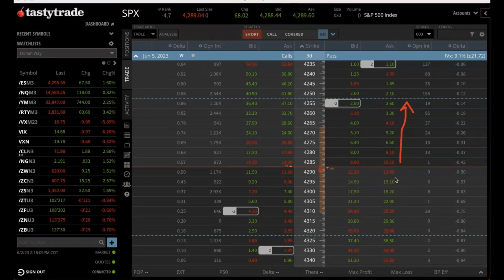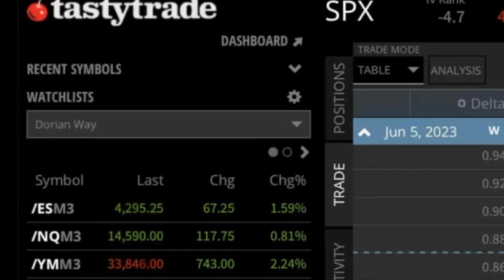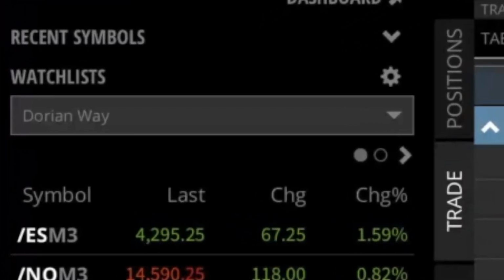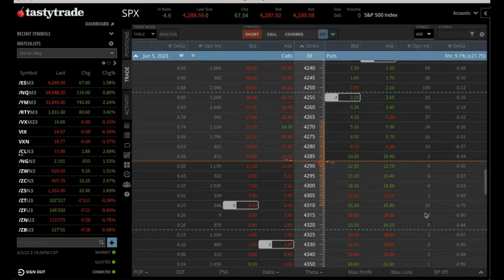The expected move was at best about 27, something like that, yesterday at the close. We are at 67, 68 points up at this point, and that's on top of being up 40 points yesterday. So really, really strong up move.